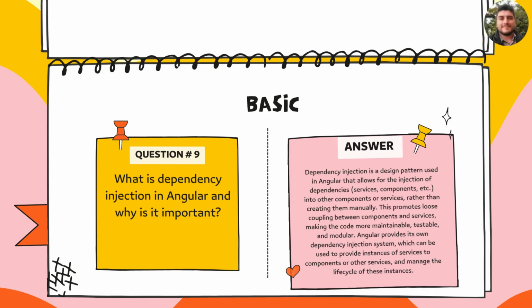The answer probably is, dependency injection is a design pattern used in Angular that allows for the injection of dependencies, such as services and others, into components or other services, rather than creating them manually. This promotes low coupling between components and services, making the code more maintainable, stable, and modular. Angular provides its own dependency injection system, which can be used to provide instances of services to components or other services and manage the life cycle of these instances.